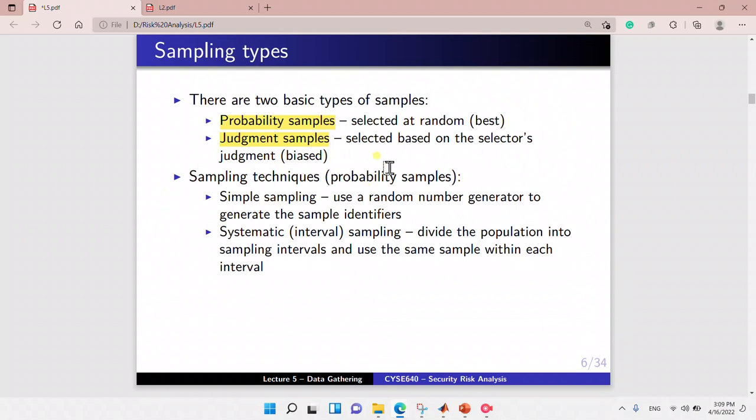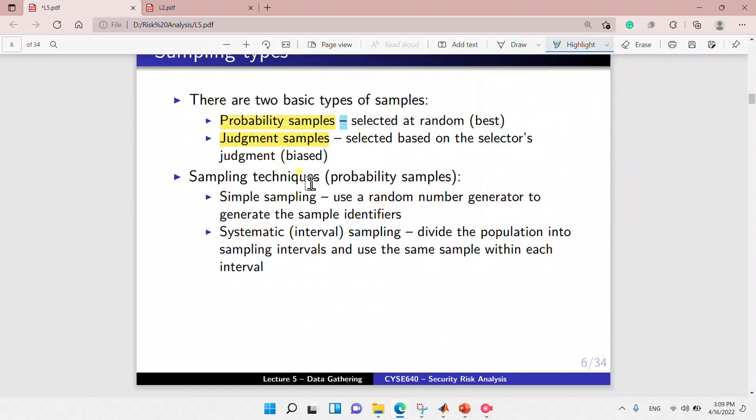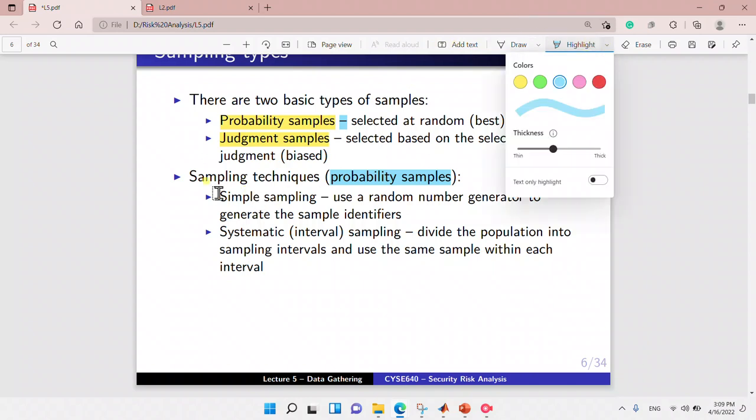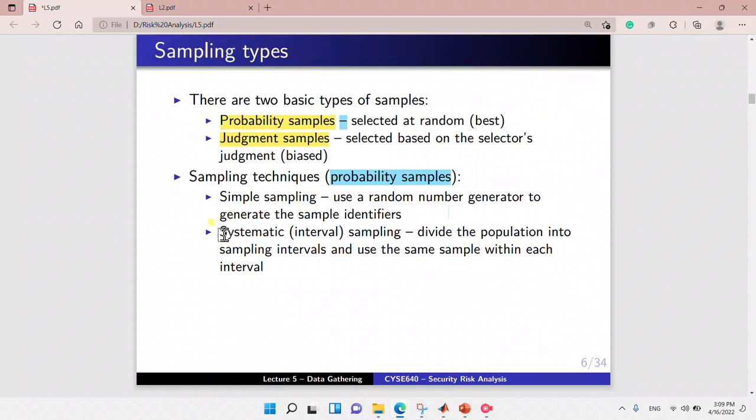أول إشي is simple sampling. إحنا بس عنا 2 techniques لل probability samples. okay. إحنا هلأ في probability samples. هذه هي نفسها. هون عنا أول شي simple sampling, use a random number generator to generate the sample identifiers. هاي كويسة. أو ممكن نعمل systematic interval sampling. نعمل divide the population into sampling intervals and use the same sample within each interval.